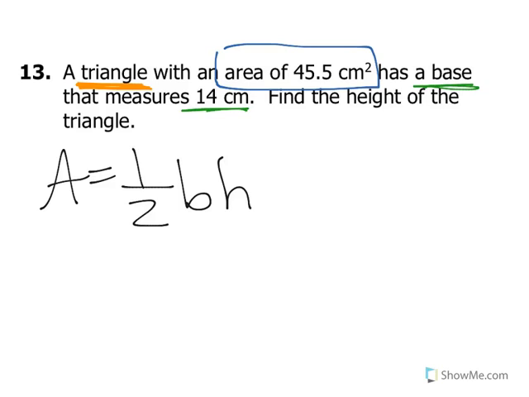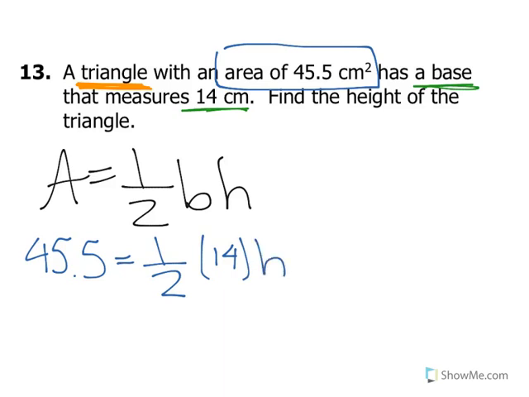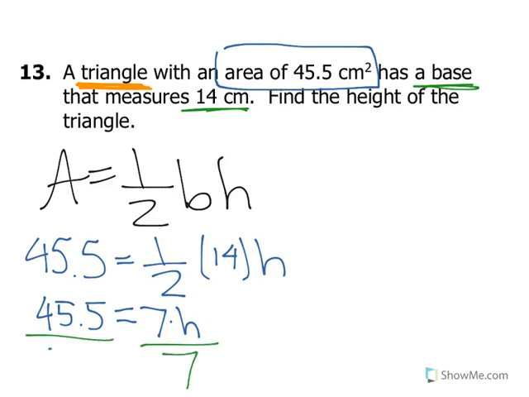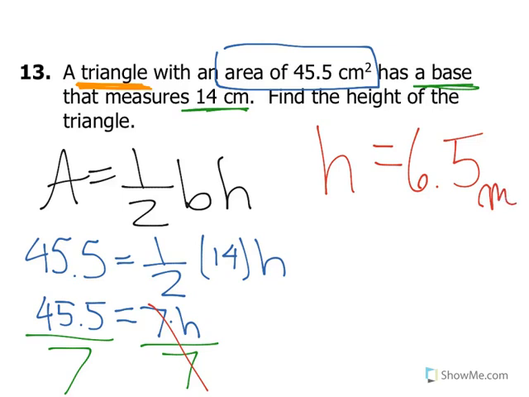So we're going to work backwards and plug in what we know. So we know that the area is 45.5, 1/2 times the base is 14, and then the height is still your variable. So simplify a little bit. 45.5 is going to equal 1/2 times 14 is 7, and then you have times the height. Now we need to solve for the height, so we'll divide both sides by 7, and you get the height to be 6.5 centimeters.